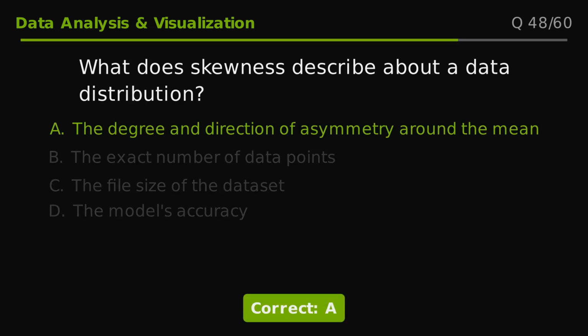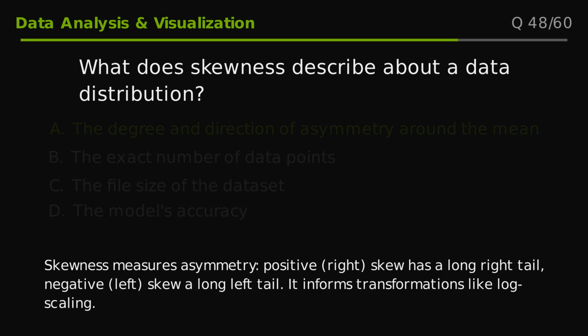The correct answer is A. Skewness measures asymmetry. Positive, right, skew has a long right tail; negative, left, skew has a long left tail. It informs transformations like log scaling.